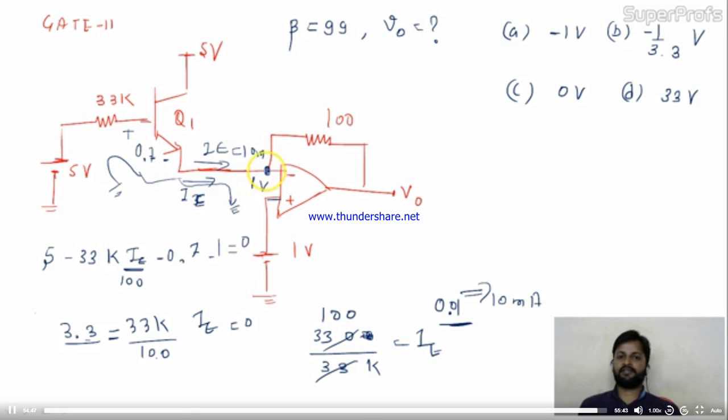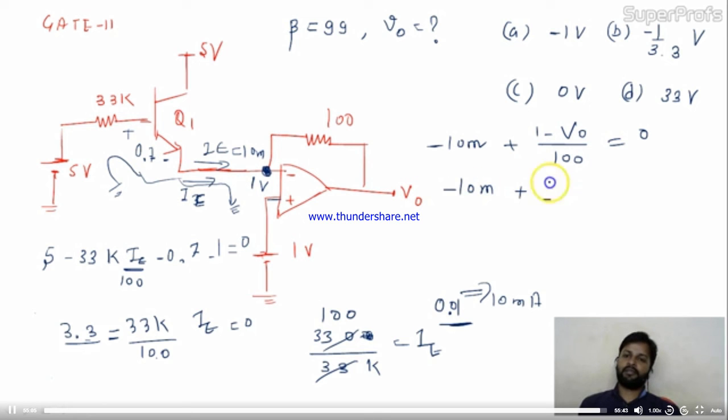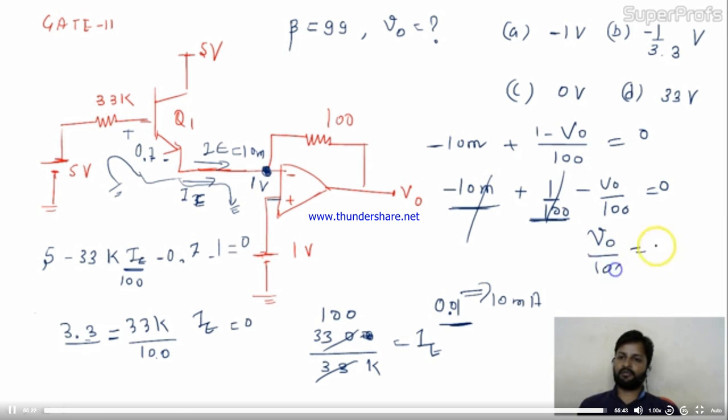And the direction of current is this. Now I can apply nodal analysis over here. The incoming current is 10 milliampere plus (1 minus V naught) divided by 100, equal to 0. So minus 10 milliampere plus 1 by 100 minus V naught by 100 equal to 0. So this is minus 10 milliampere and this is plus 10 milliampere. So this will cancel out. You'll remain with V naught by 100 equal to 0. So your V naught is 0 volt. So the answer for this circuit will be 0 volt definitely.